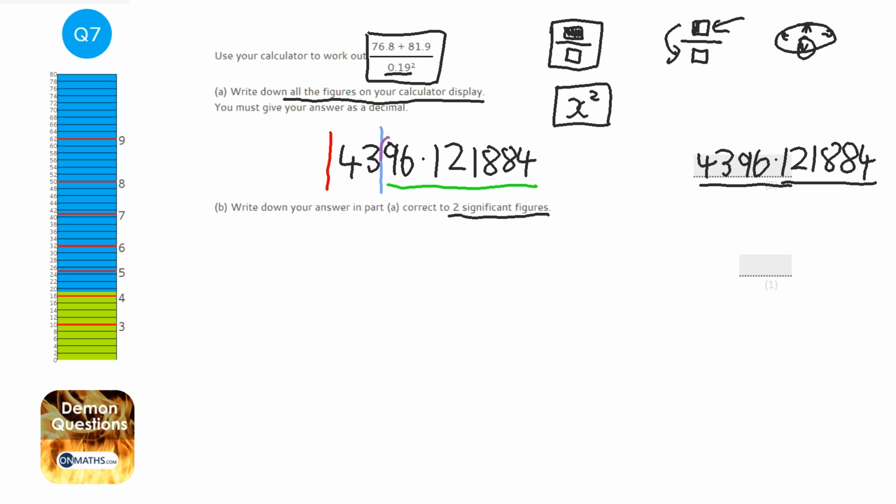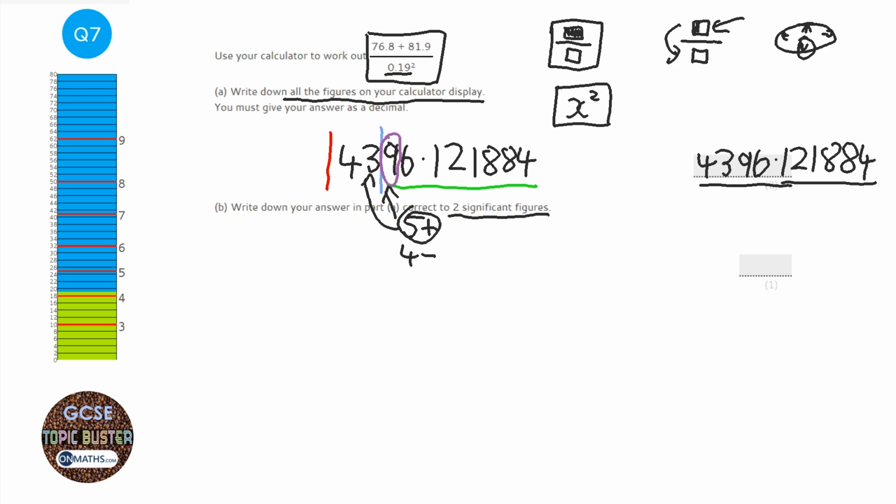Now, this number here, the 9, is what we call a decider number. Now, that number is going to go. That 9 is gone. Okay? But before it goes, we need to see whether that is 5 or more or 4 or less. If it's 5 or more, it pushes that 3 up to a 4. So the answer will be 4, 4, and then you'd think, oh, okay, that's it rounded, and you'd write that in your answer column.